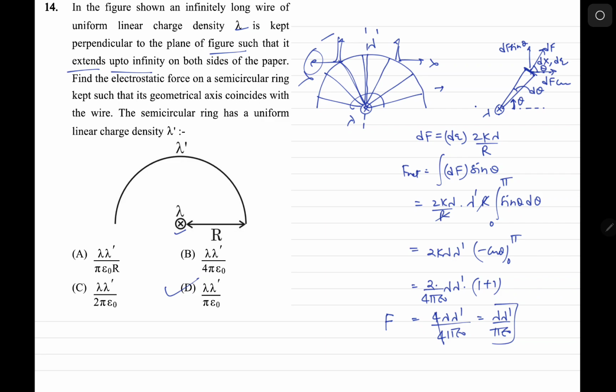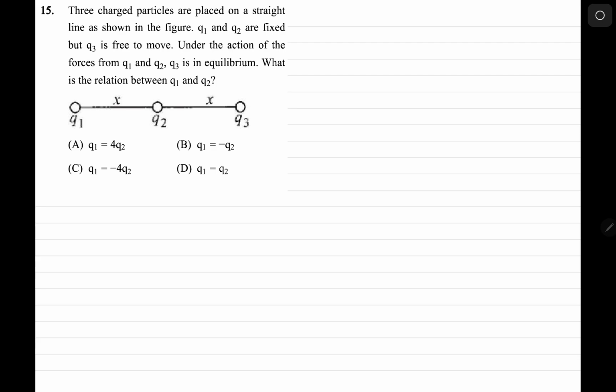Hope you understood. This is a good question where we just need to think a little bit extra: how to take the element, what is the direction of force, how to take components, which components cancel, how to resolve them, and how to integrate. So let's move to the next question.